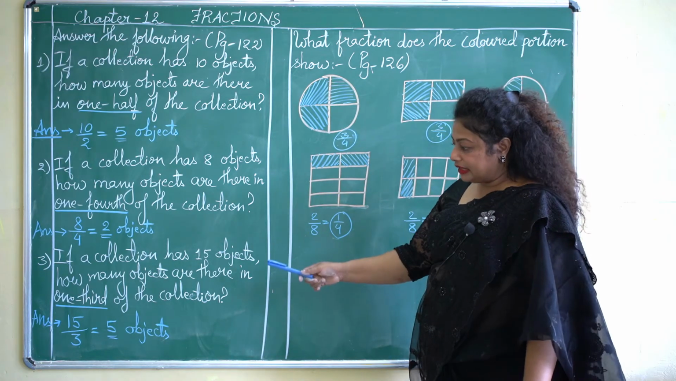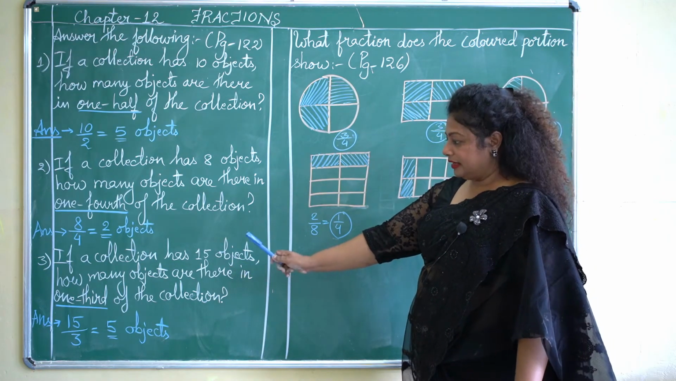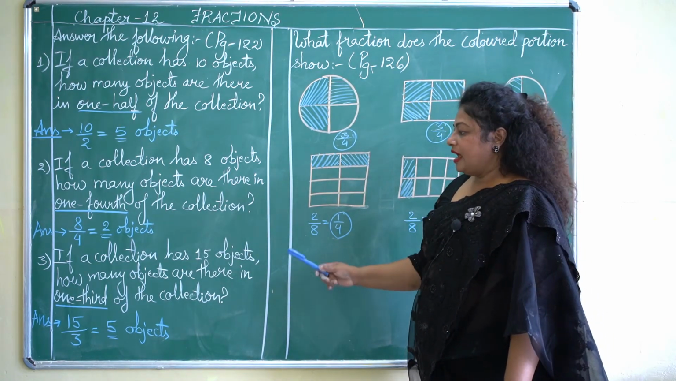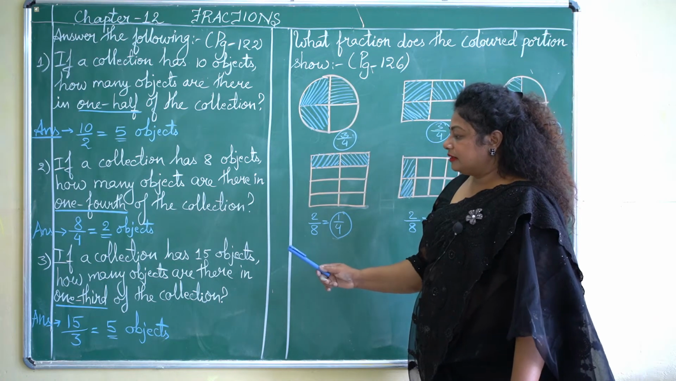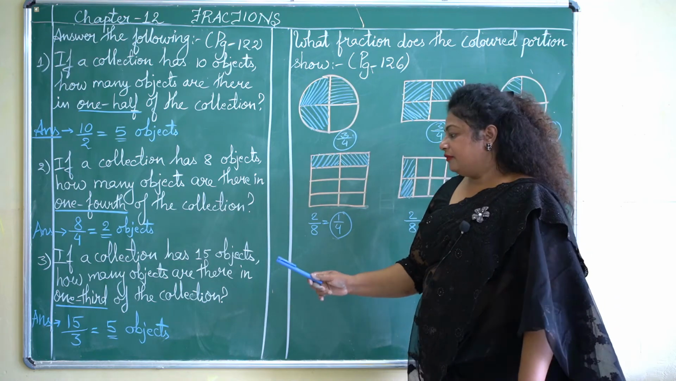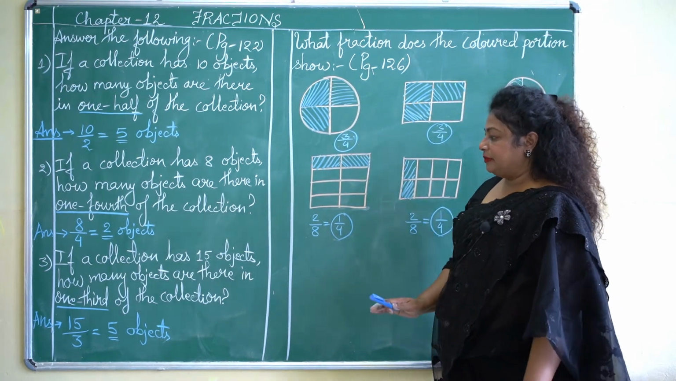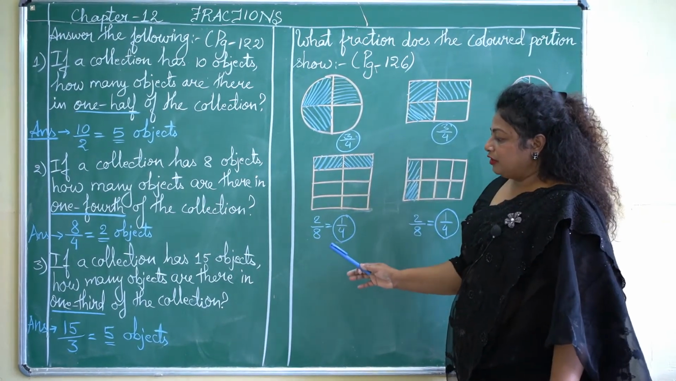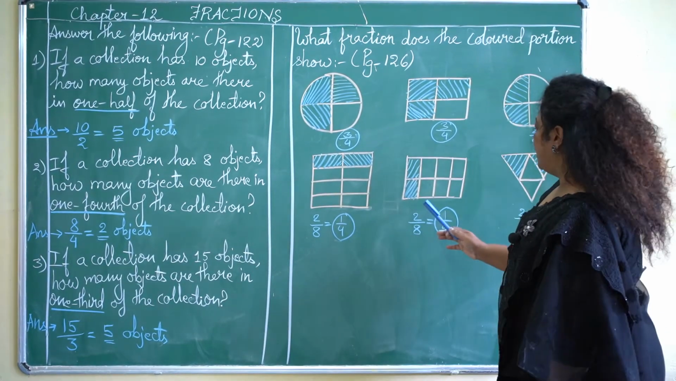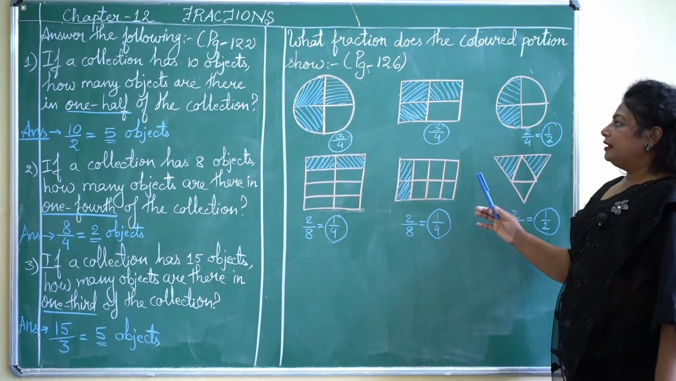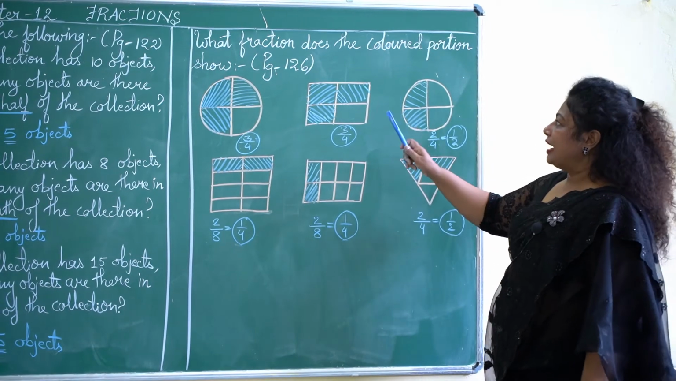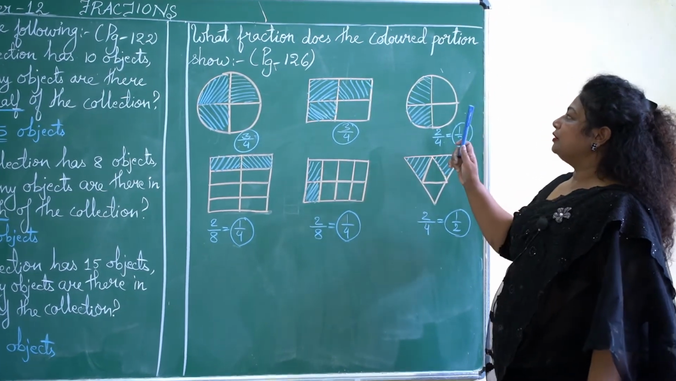See children, I have again underlined the word 1/3 in the question. So total how many objects are there? 15 objects are there, and we have to find the 3, that means third part of this 15 objects. So 15 divided by 3 will give you 5 objects. That means 1/3 of 15 objects will give you 5 objects as the answer. Okay children, now I am showing you the next question.